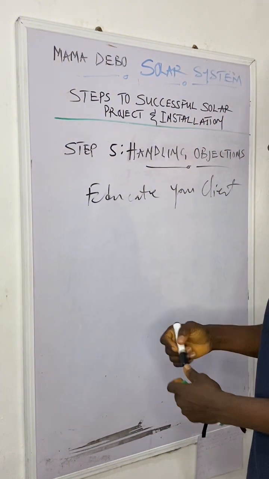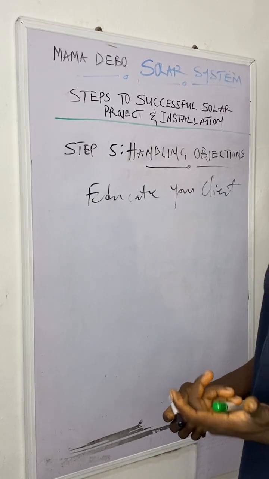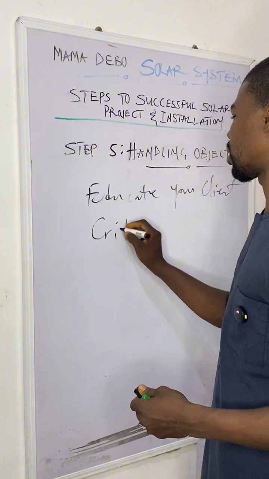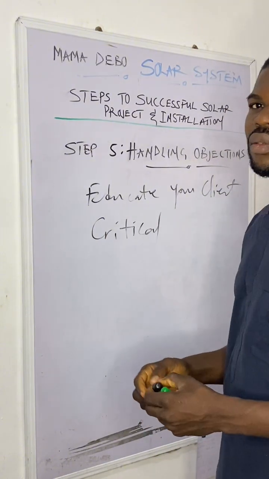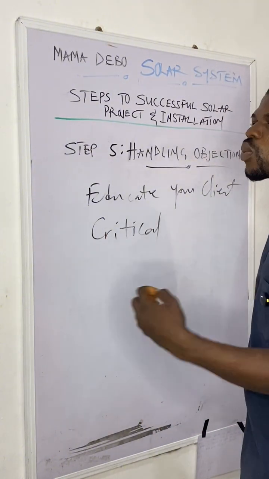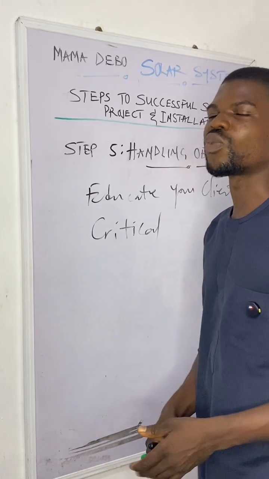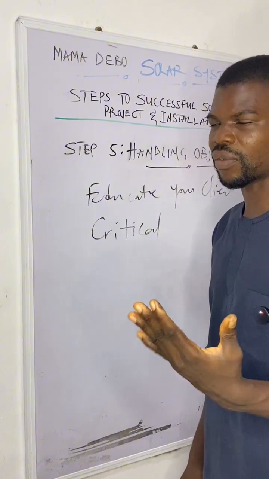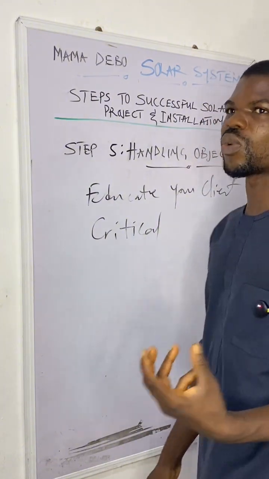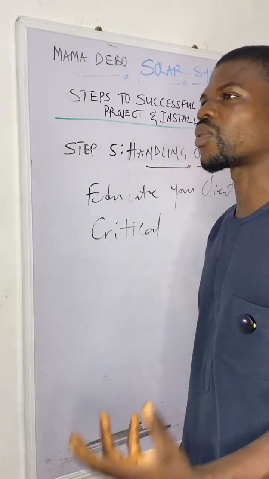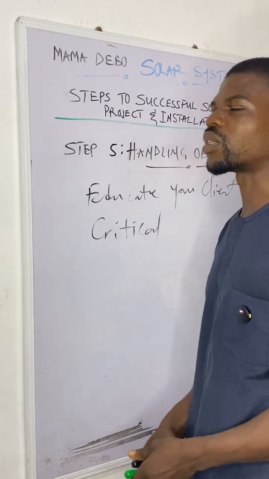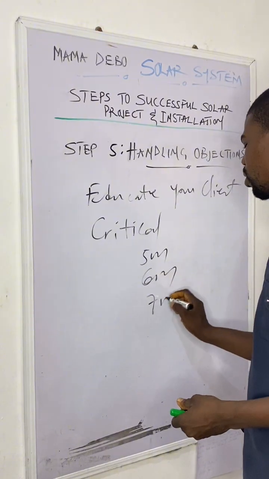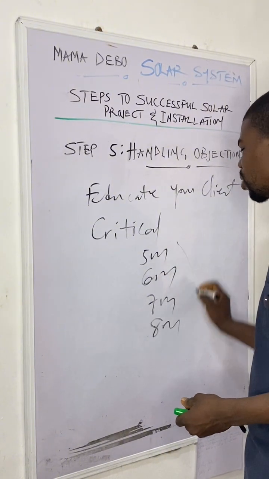So the next step is handling objection. Now, this objection is very, very critical. This is one of the most critical aspects because your client has already negotiated with you. Remember, he has 5 quotations, yours is included, making 5. He has already negotiated with you, and yours is the highest amount in the quotation. He has already negotiated with the person of 5 million, the person of 6 million, 7 million, and 8 million. He has negotiated with all these people.